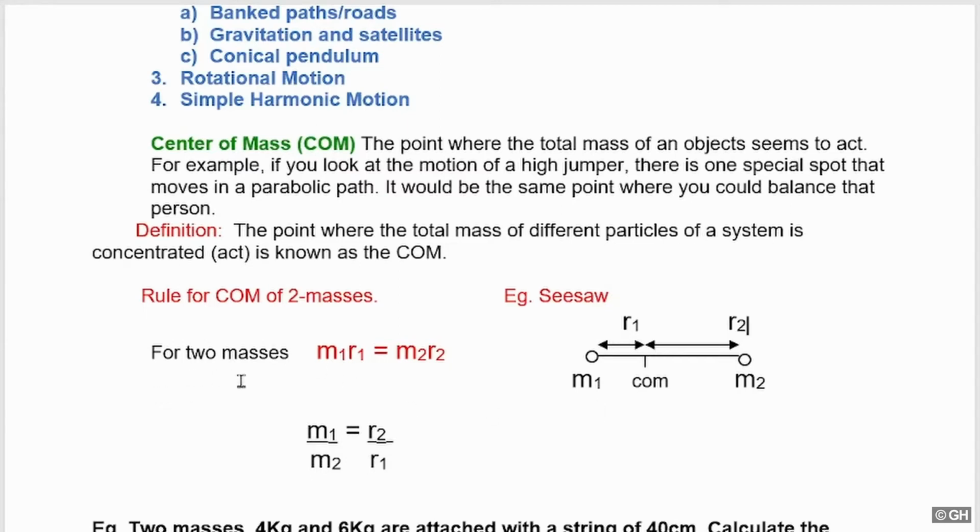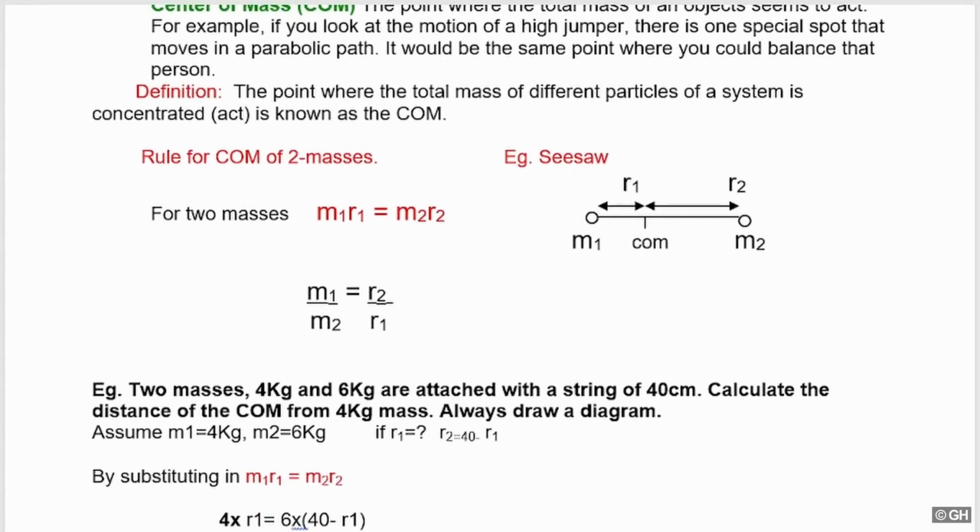So what is the rule? This is a very simple rule. M1R1 equals M2R2. That means the product of mass and distance equals the other mass and the other distance. Very simple idea. You can rearrange this if you want: M1 over M2 equals R2 over R1. That is not a very difficult formula to remember. You can remember that M1R1 equals M2R2, and then you can use this for problem solving.